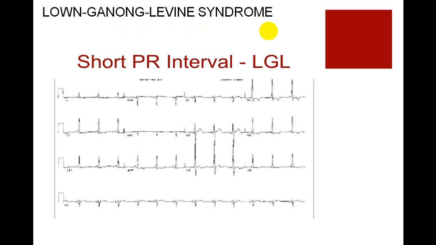The only difference between this and WPW: in WPW it is a broad QRS. In LGL, it is a narrow QRS. But it is because of an accessory bundle. In LGL, the bundle is close to the AV node. So it bypasses through the AV node only. So that gives rise to a short or narrow QRS complex. No delta wave.